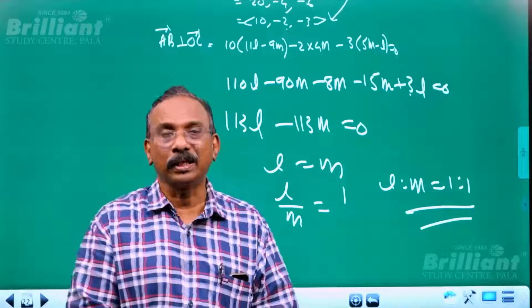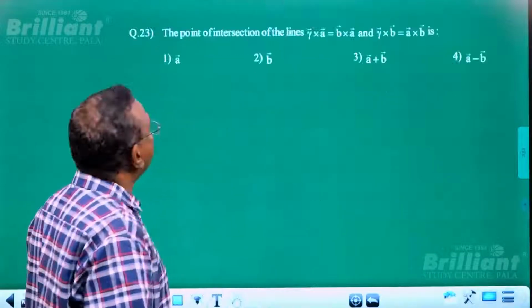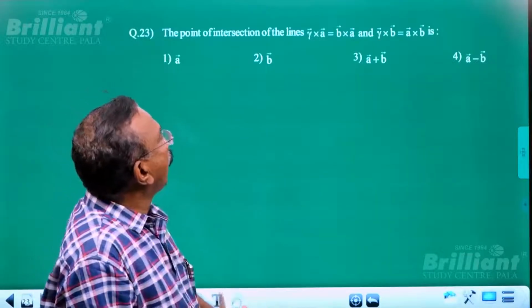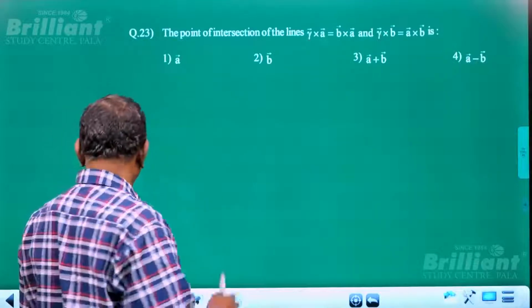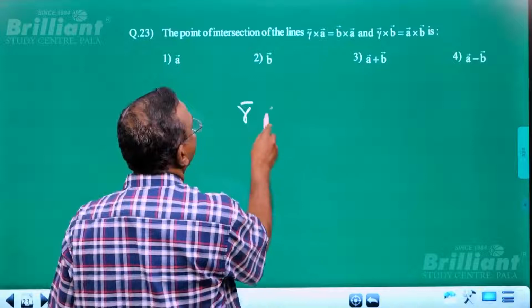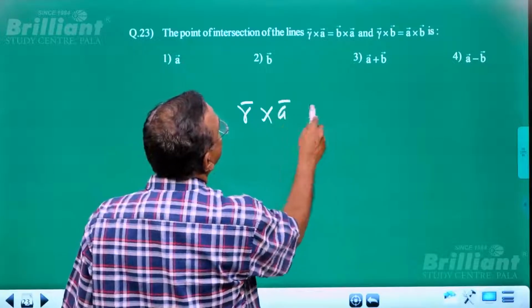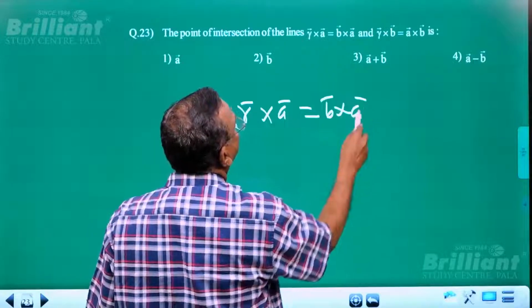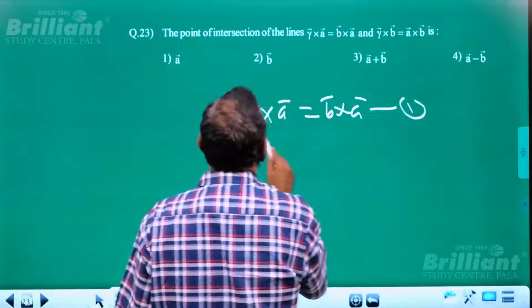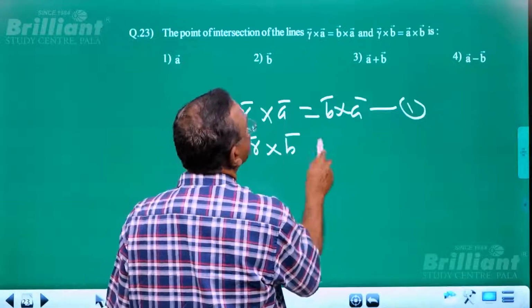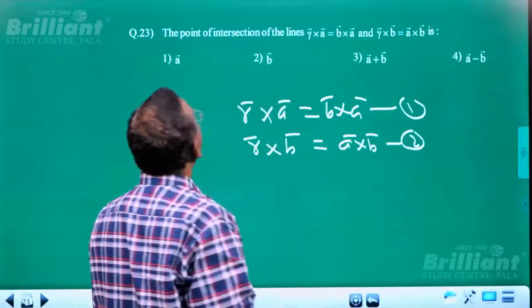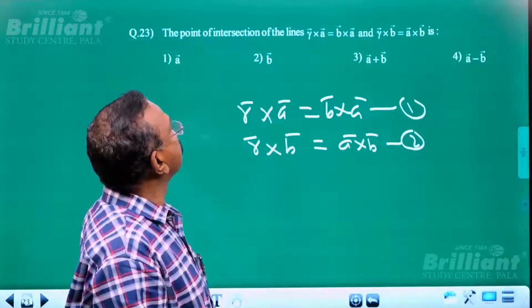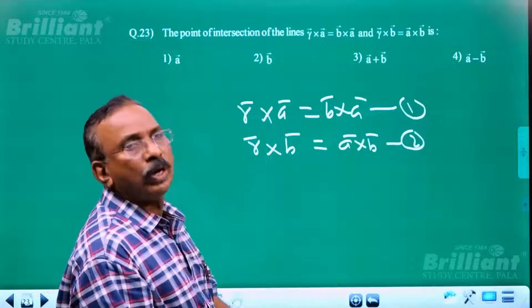Now, question number 23. It is given that R bar cross A bar is equal to B bar cross A bar, and this is equation number 1. And R bar cross B bar is equal to A bar cross B bar, equation number 2. R bar is referred to as a variable point in the vector. The point of intersection of the lines you want to find. So you want to solve it.